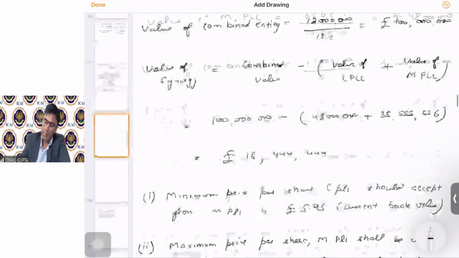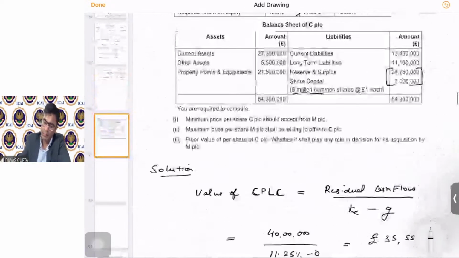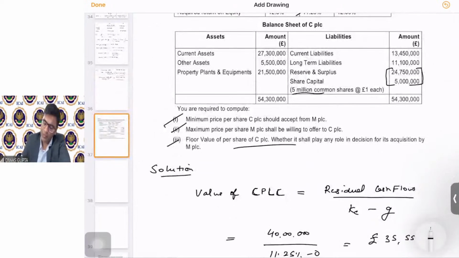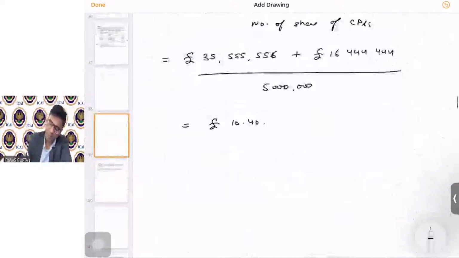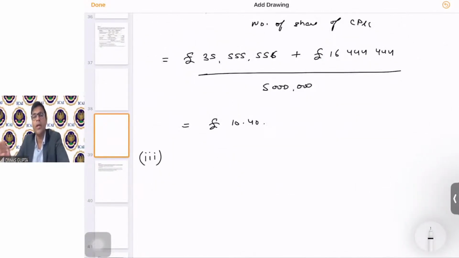Now the last part: floor value of CPLC, whether it shall play any role in the decision making. The question is asking, you have told us the minimum price as per CPLC and the maximum as per MPLC. Still, is there some floor price that CPLC should say? Yes, that is the current market price, because the current market price is the lowest, right?